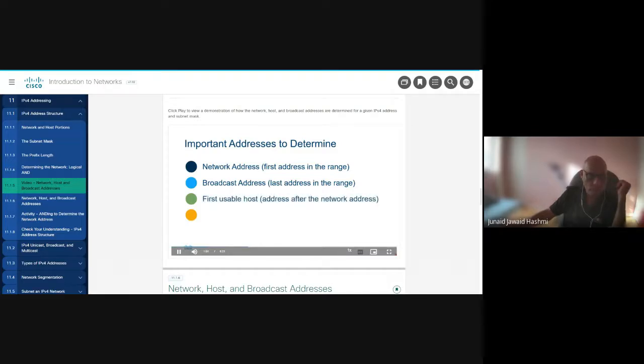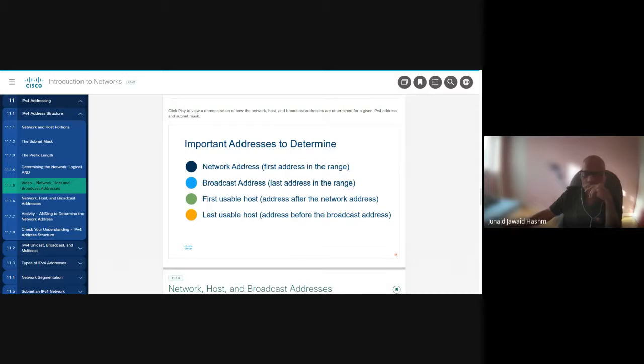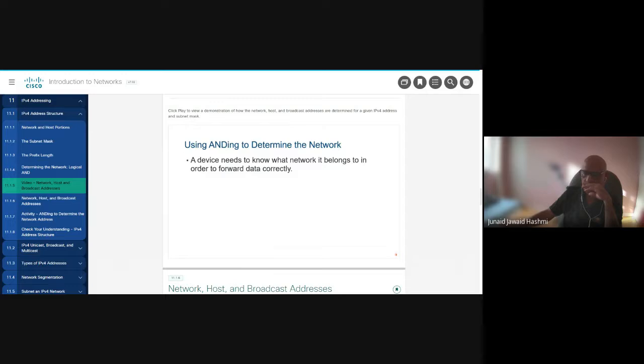All the IP addresses between the network and the broadcast addresses make up the usable or valid host range and can be used to address the hosts on the network. Let's take a look at how these addresses are determined. In order to forward data, a device needs to know what network it's on. Using their host IP address, their subnet mask, and a process called binary ANDing, a device can find what's referred to as the network address.